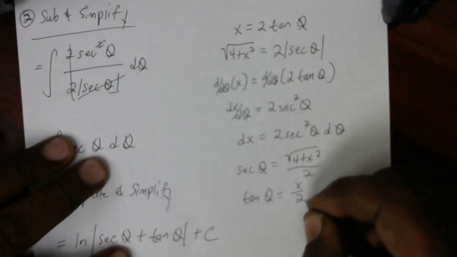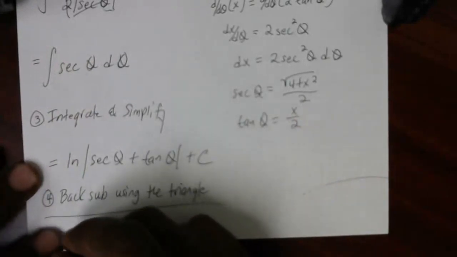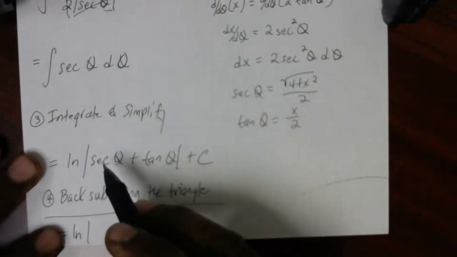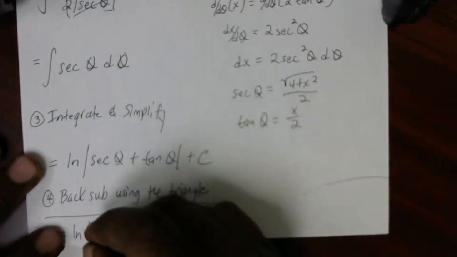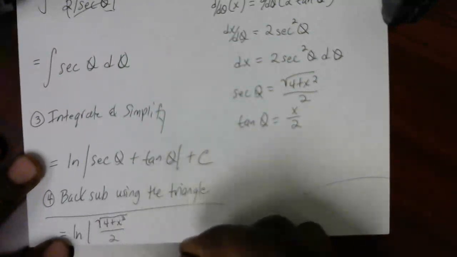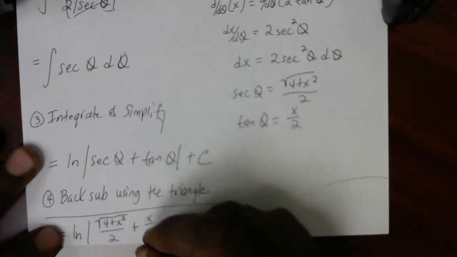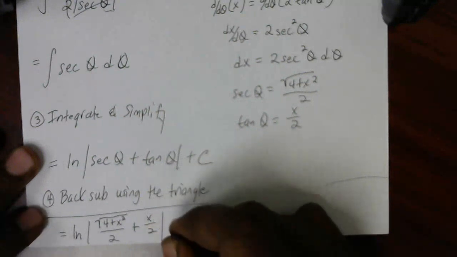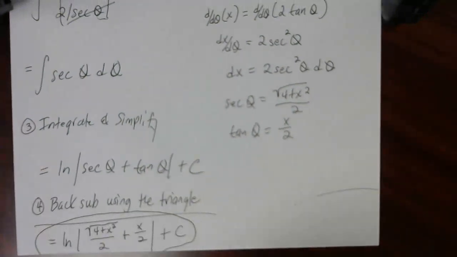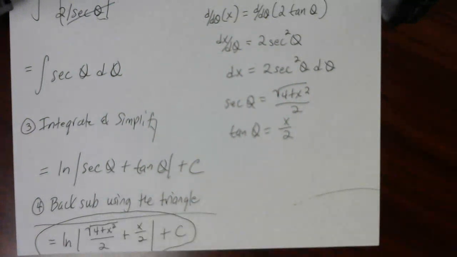So the tangent of theta is x over 2. So I'm going to put this all together and write this as the natural log of the absolute value of secant theta, which is the square root of 4 plus x squared over 2, plus the tangent of theta, which is x over 2, plus the arbitrary constant. So notice we have back substituted, and now we are in the original x variable.